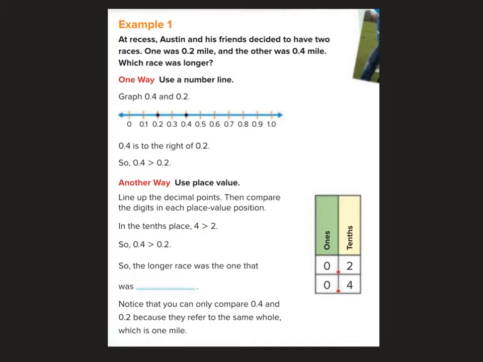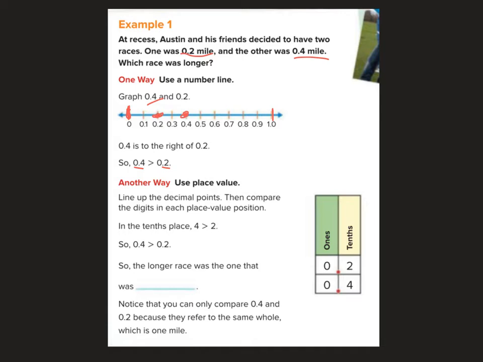At recess, Austin and his friends decided to have two races. One was 2/10 of a mile, and the other was 4/10 of a mile. Which race was longer? If we look at 2/10, here it is, and 4/10 is right here. Here's 1 mile. Here's the starting line. Which one ran farther? We can notice that 4/10 was farther, right? So we know that 4/10 is greater than 2/10.